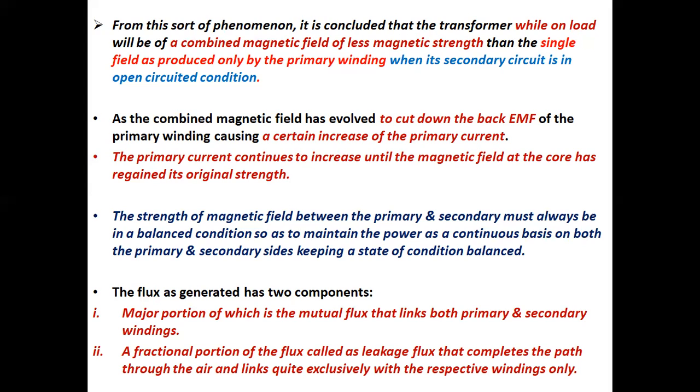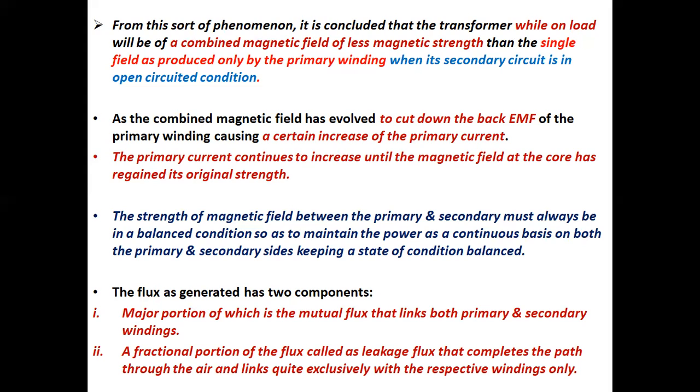The strength of the magnetic field between the primary and secondary must always be in a balanced condition so as to maintain the power on a continuous basis on both the primary and secondary sides, keeping a state of balanced condition.